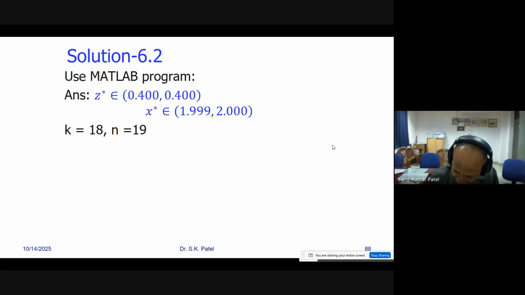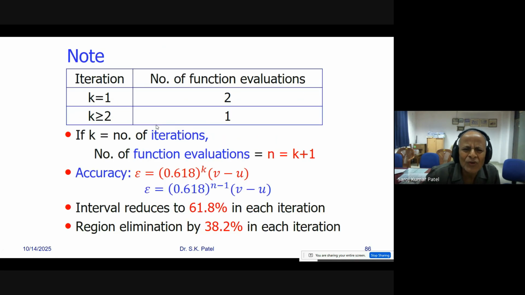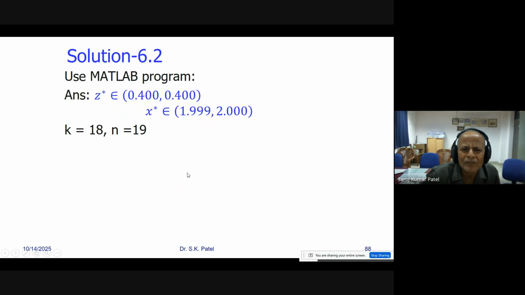Then if you know these accuracies, 0.002 for z and 0.001 for x, how many iterations are required? If you want to know, then you have to use this formula. And we have seen that in the MATLAB program, you will get it within 19 function evaluations and 18 iterations. See here, the z value will be from 0.4 to 0, and x will be 1.999 to 2.000, because we know that x will be at 2.